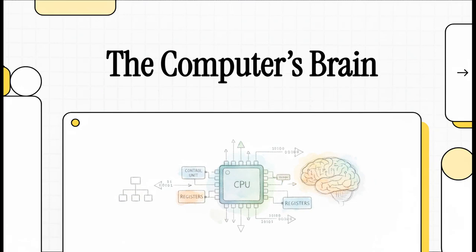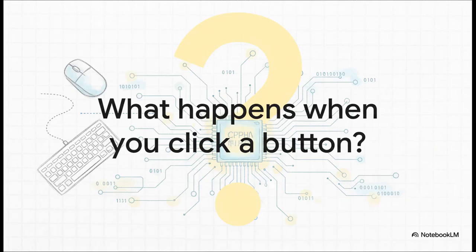All right, let's dive into the computer's brain. We're going to break down what a CPU actually does, step by simple step. So, you click a button on your mouse. What happens inside the computer right after that? Well, it's not magic, it's a process, and we're going to walk through it together.